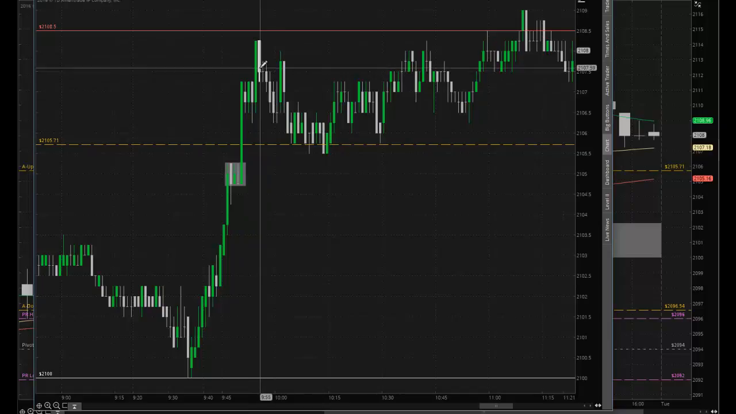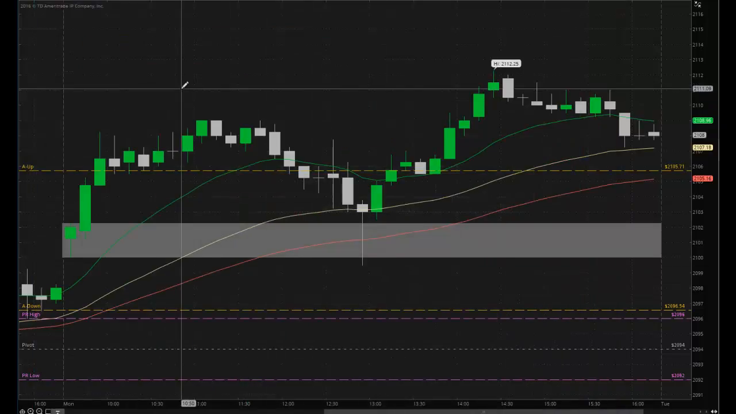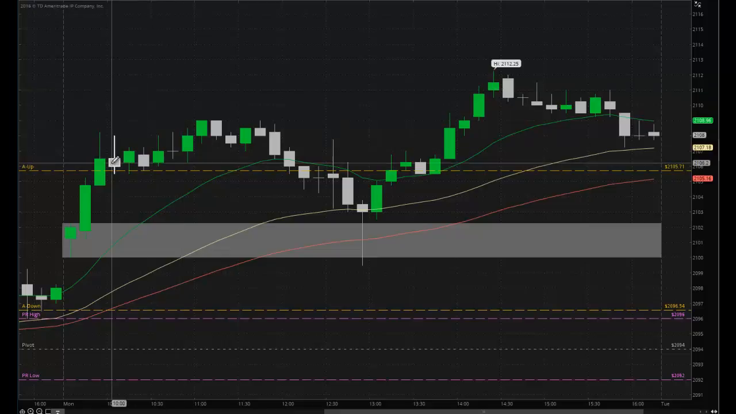Now, once it confirmed, if you wanted to get on board when it came back down here to the A up, okay, you wanted to get long here. And the problem today was, like I said, I think there was a bit of market manipulation going on today by the big guys, and I think it had to do with the news that Yellen was going to be talking, because once we confirmed this A, price went sideways for an extremely long time.